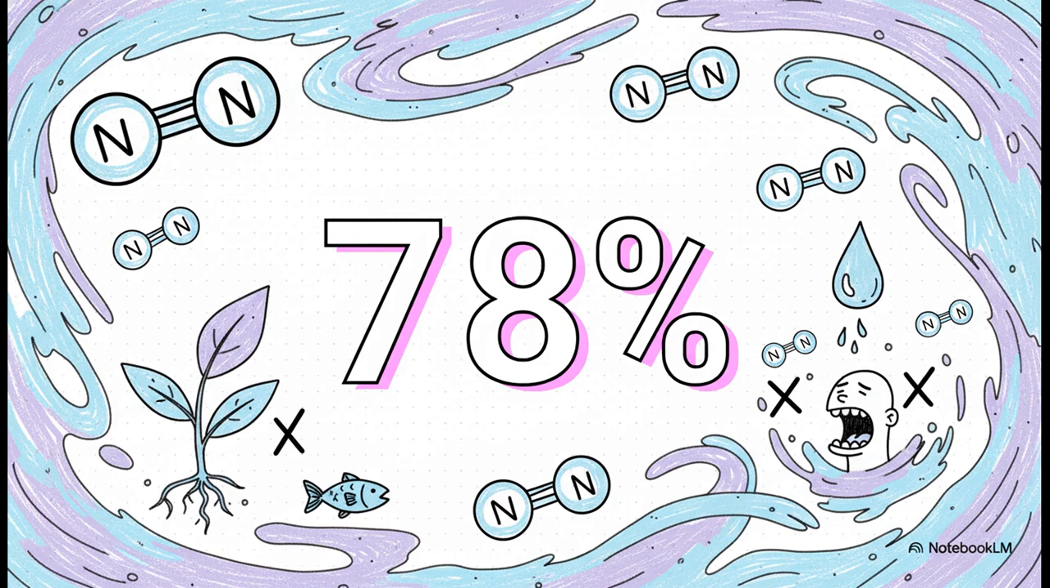But there's a major catch. This atmospheric nitrogen exists as a super tightly bonded molecule, N2. Plants and animals just cannot use it in this gaseous form. It's kind of like dying of thirst while floating in the middle of the ocean. The resource is absolutely everywhere, but you just can't process it.